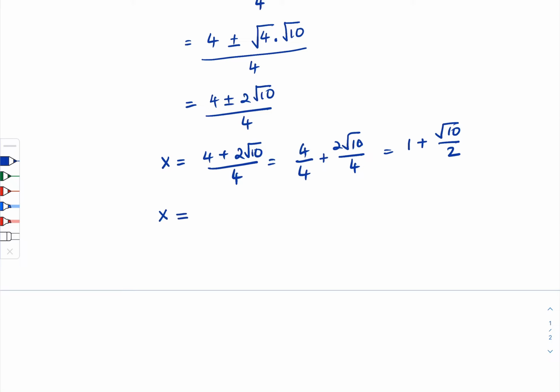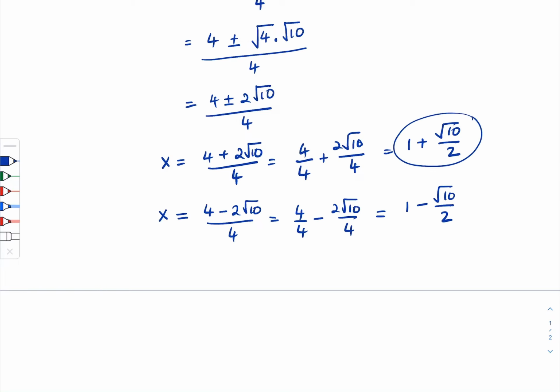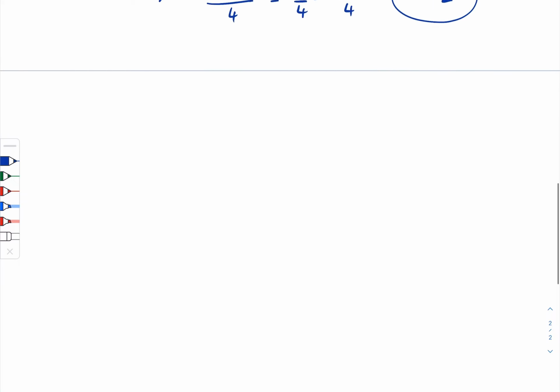The other possibility is 4 minus 2 square root of 10 over 4, which is equal to 4 over 4 minus 2 square root of 10 over 4, which is equal to 1 minus square root of 10 over 2. So those are the two possible answers for this problem. All right, let's take a look at another one.